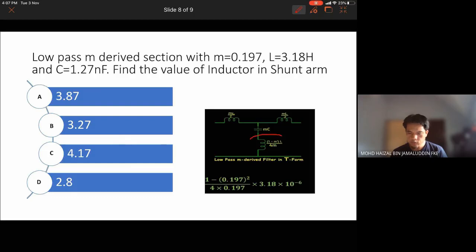So here, you need to use 1 minus m to the power of 2, divided by 4m, times L. You just include the values, and I think the answer will be, what is it? I'm also not sure, so we'll discuss it in class. Maybe the answer is A. So you need to calculate. Next.